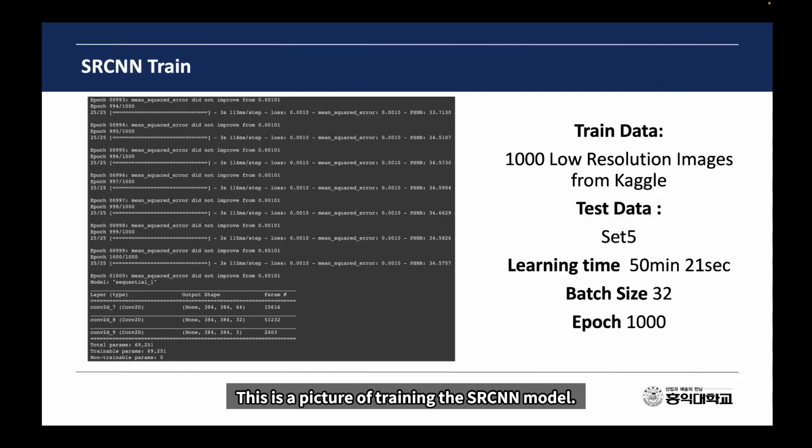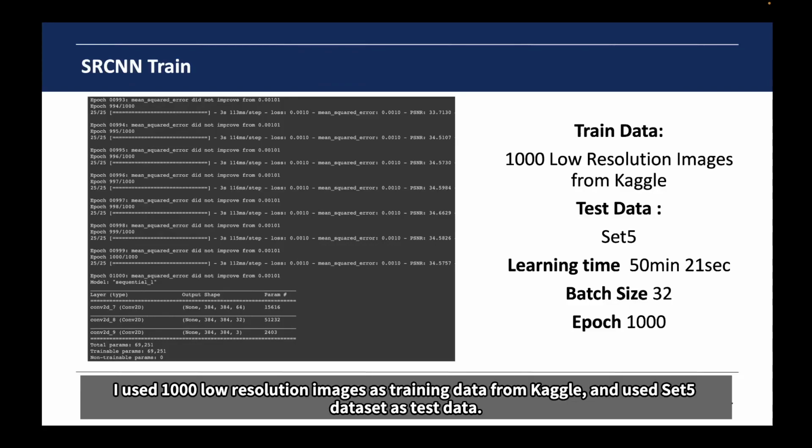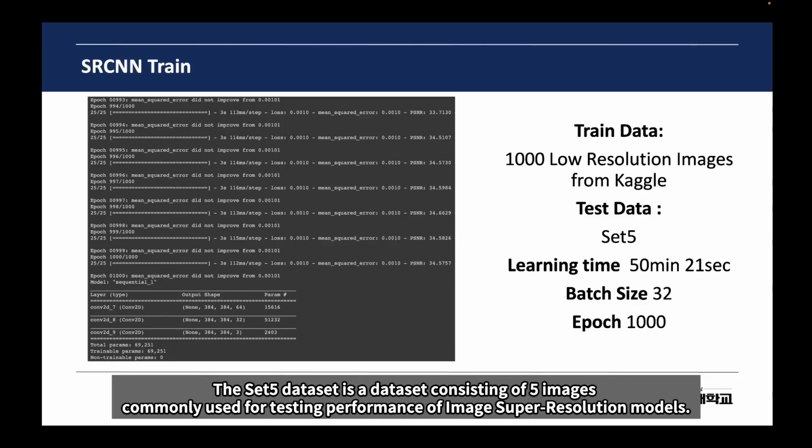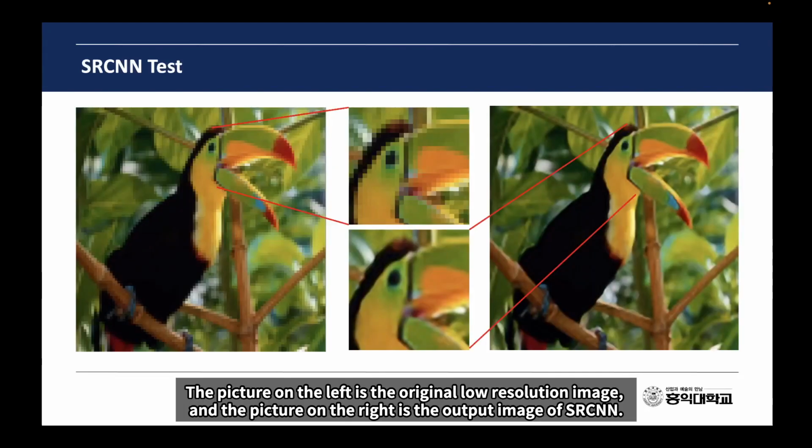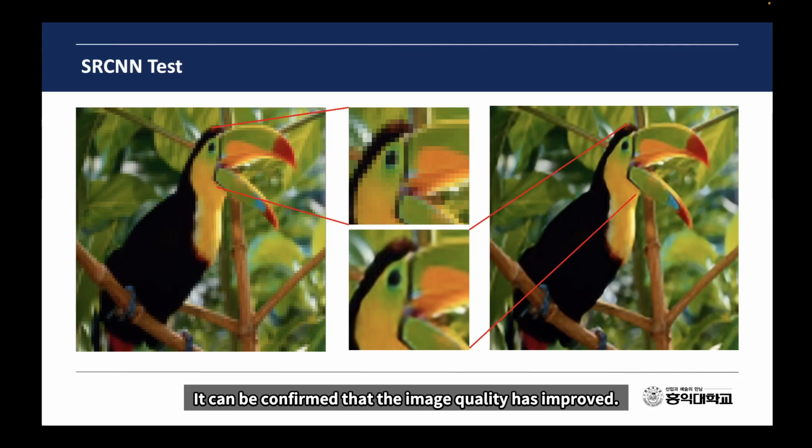This is a picture of training the SRCNN model. I used 1000 low-resolution images as training data from Kaggle and used the Set5 dataset as test data. The Set5 dataset is a dataset consisting of 5 images commonly used for testing performance of image super resolution models. The picture on the left is the original low-resolution image, and the picture on the right is the output image of SRCNN. It can be confirmed that the image quality has improved.